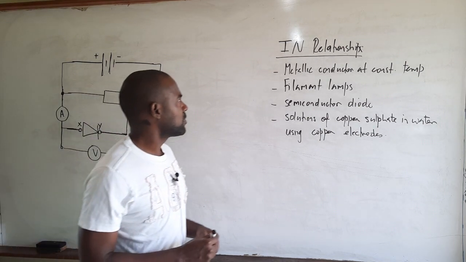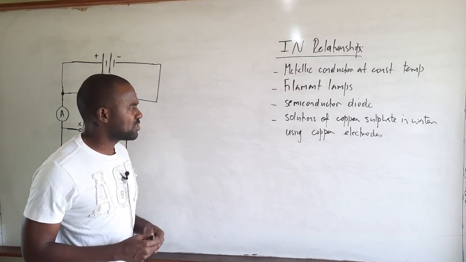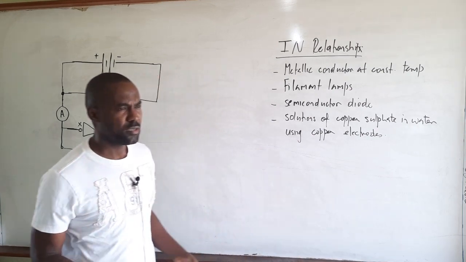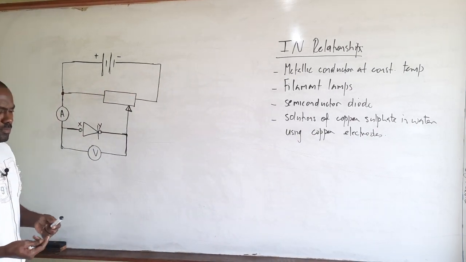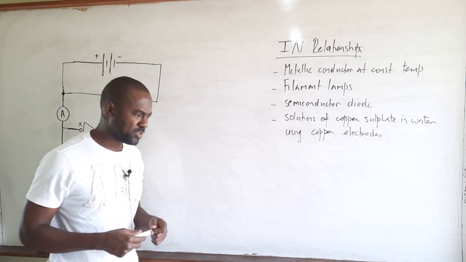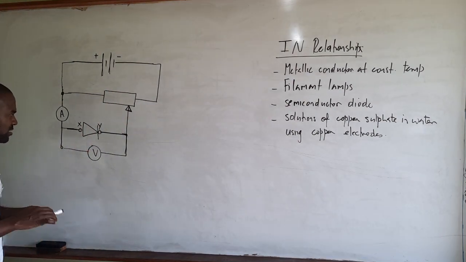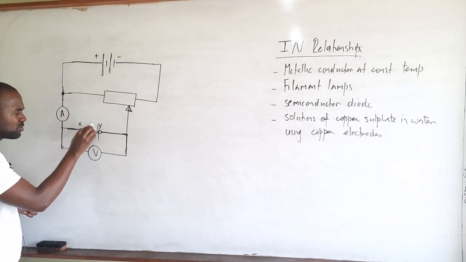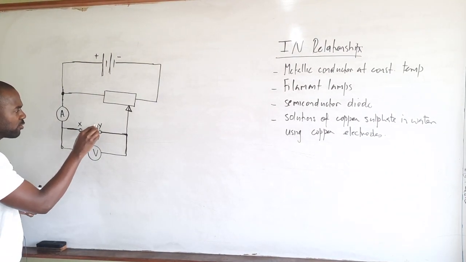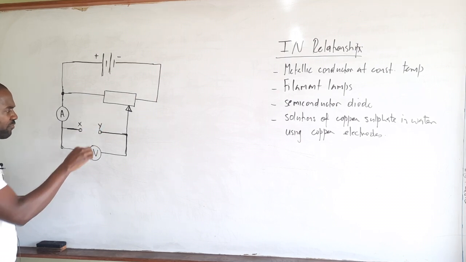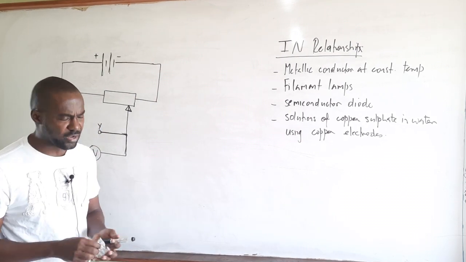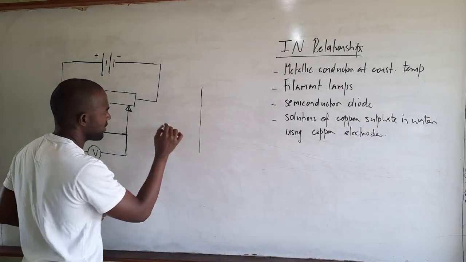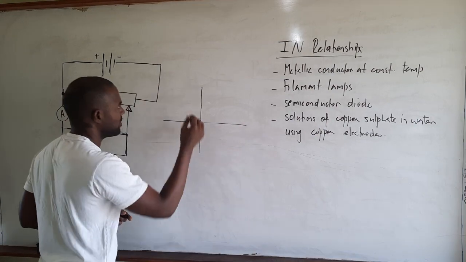Lastly, we want to look at the IV relationships for solutions of copper sulfate in water using copper electrodes. Now, clearly, we're talking about a solution here. So this circuit will have to connect to the electrodes, which are immersed in the liquid, right? And of course, we also do forward and reverse by interchanging the connections. But we'll look at the IV characteristic for this particular case.